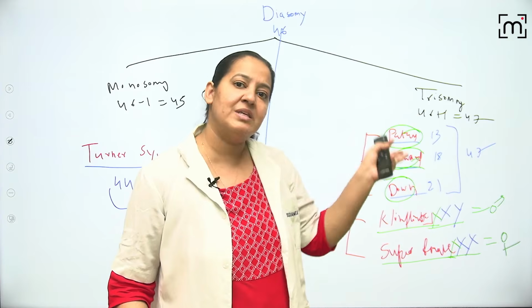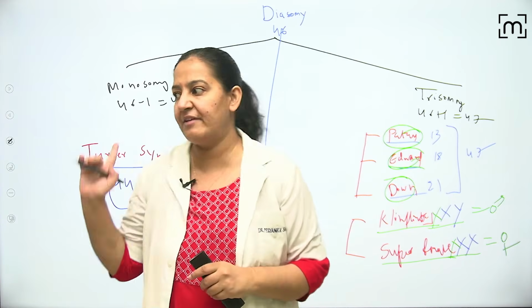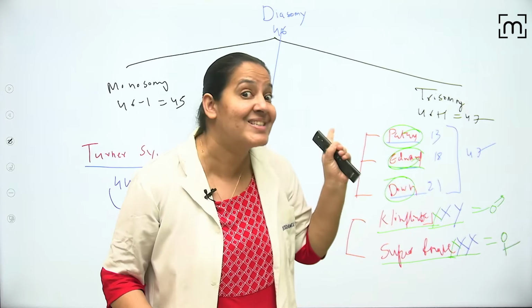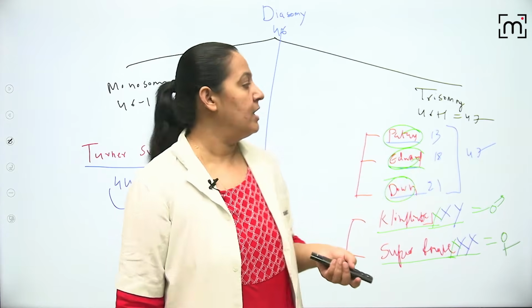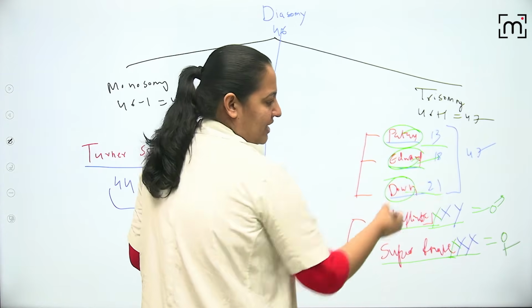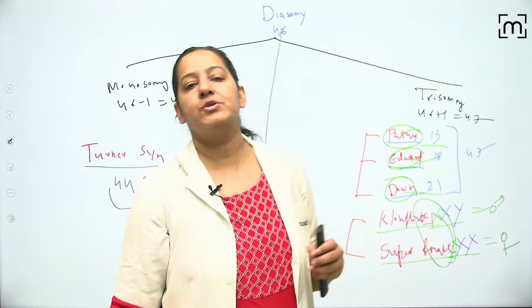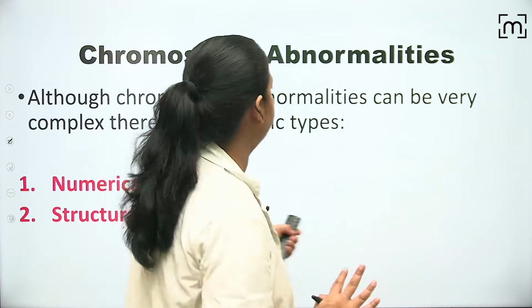3 are autosomes and 2 are sex chromosomes. I guess here one chromosome is missing. Which one is missing? You know that. And here one chromosome is extra. Which one is extra? You know that. So here chromosome 13, 18, 21 is extra, and here an extra X is there. So that is the summary of chromosomal abnormalities.